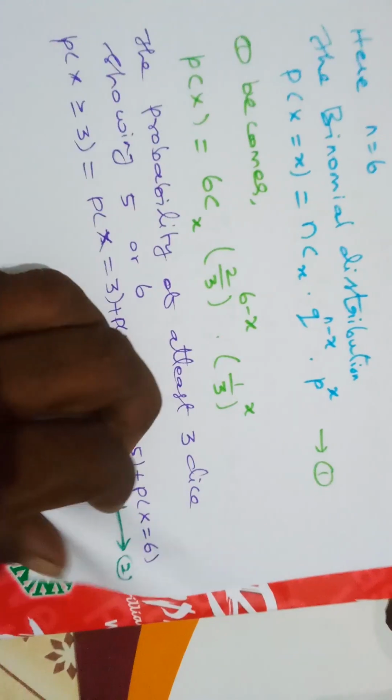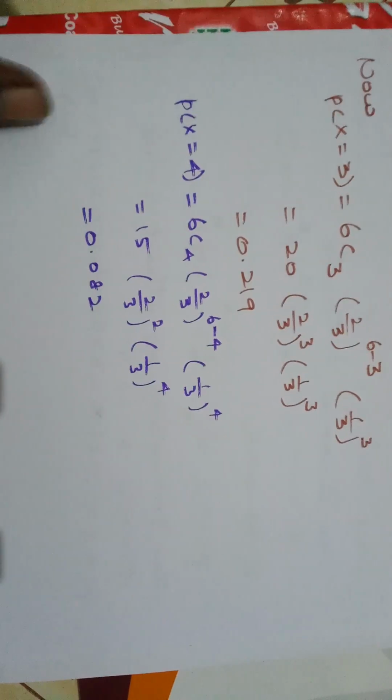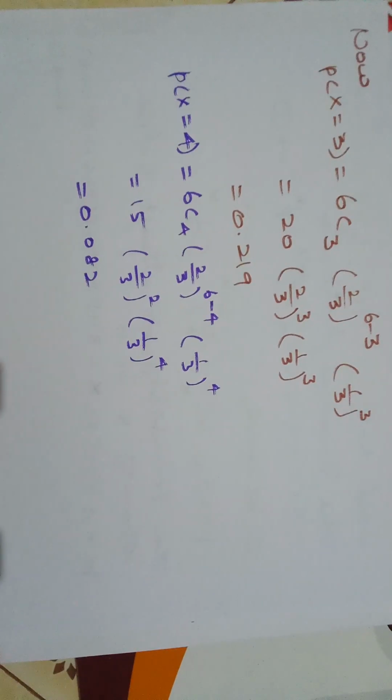Now I can simplify this. Now P of x is equal to 3. Substitute x equal to 3. Simplify, I got 0.219, that is P of x is equal to 3. Similarly, P of x is equal to 4 in the same equation. So 6C4 will be 15. Then 2 by 3 power 2, 1 by 3 power 4, it will be 0.082.